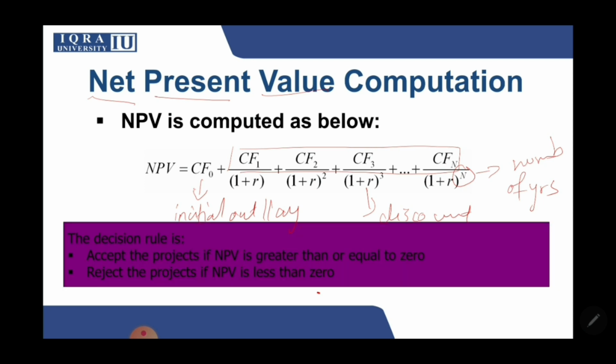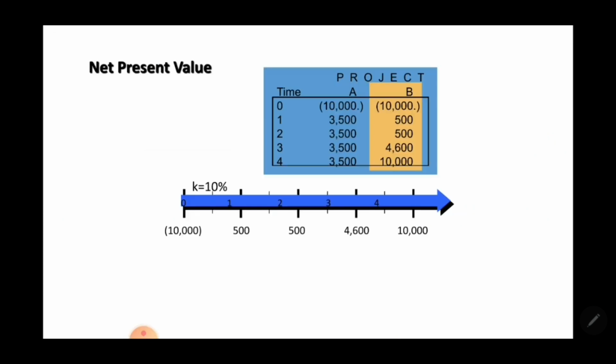And the decision rule is that you will accept projects that give you a value greater than or equal to 0. So basically positive NPV projects are accepted, and NPV projects which are less than 0, which means negative, are rejected. So either positive or 0 NPV projects are acceptable.